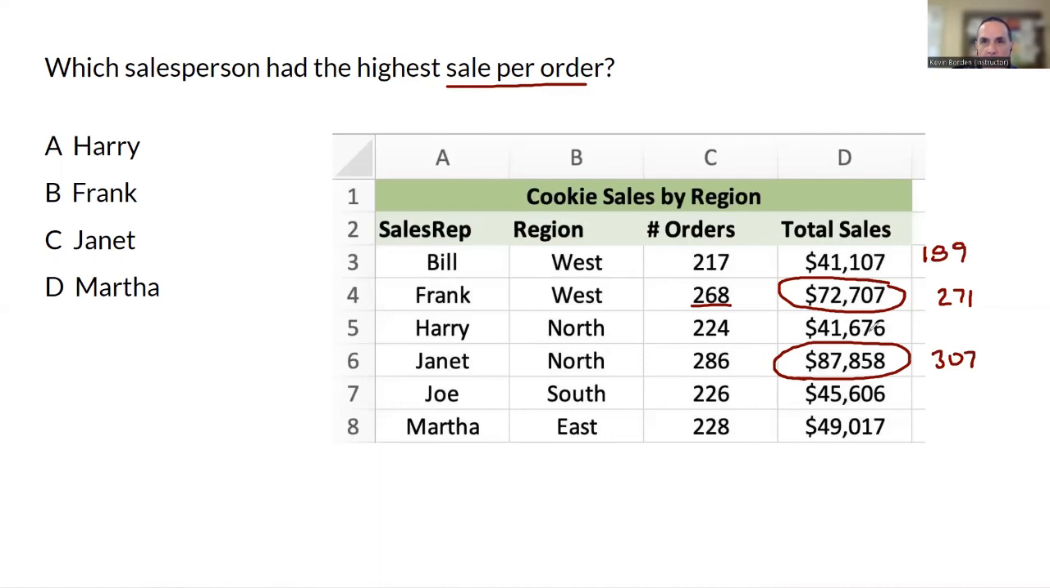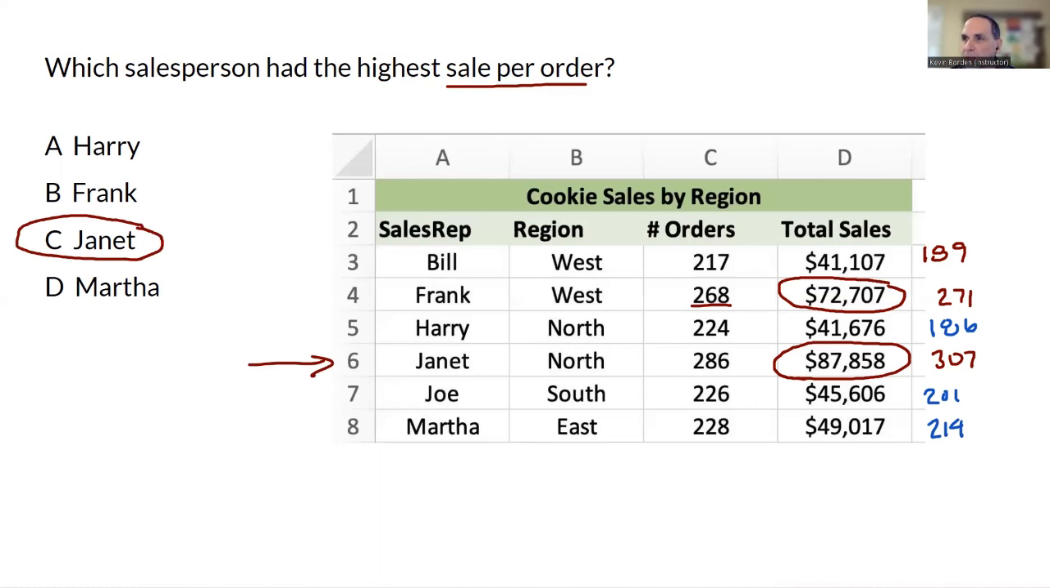Harry, 141,676 divided by 224. I get $186. Joe, 45,606 divided by 226 is $201. And finally, Martha, 49,017 divided by 228. She's at $214. So our instincts were right in that it looked like Janet was probably the winner, and we just confirmed it because she has the highest sales per order. Answer C.